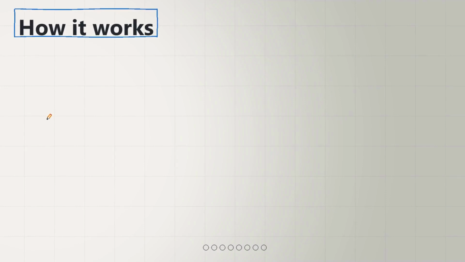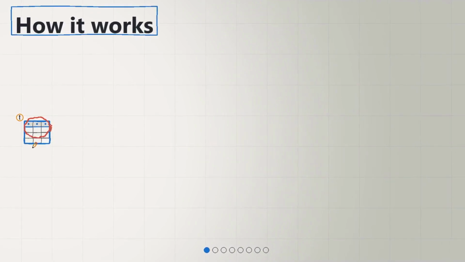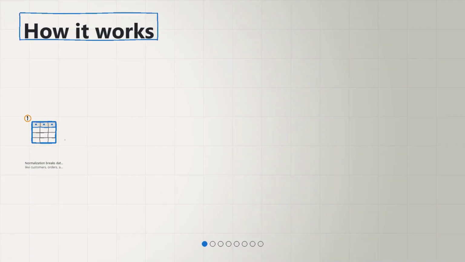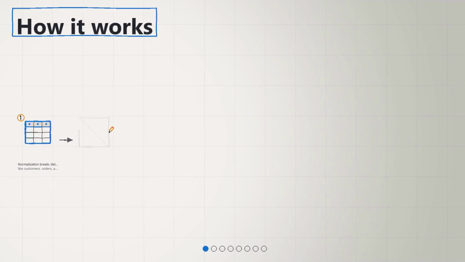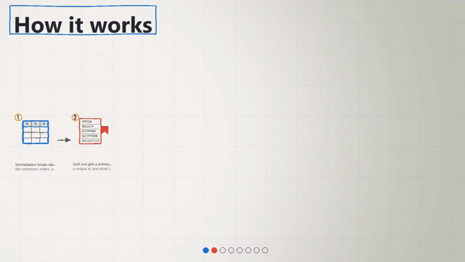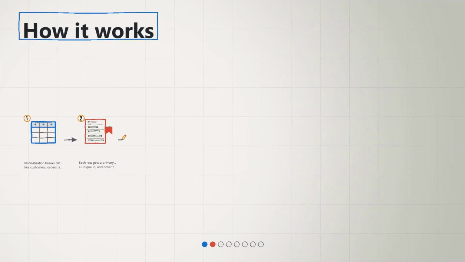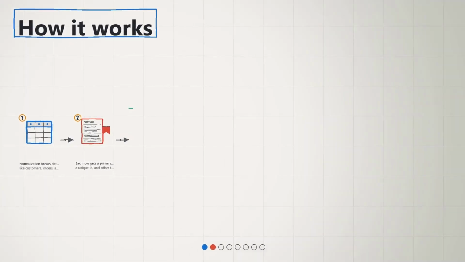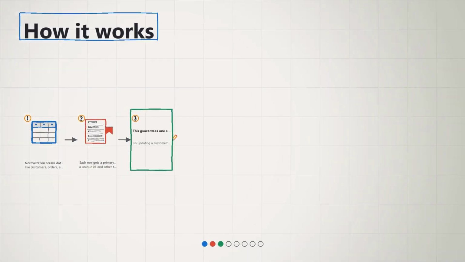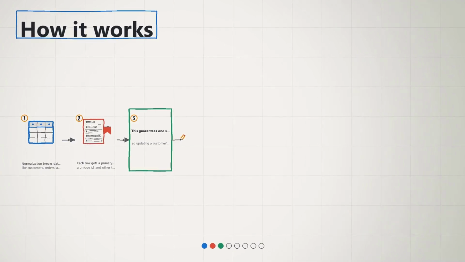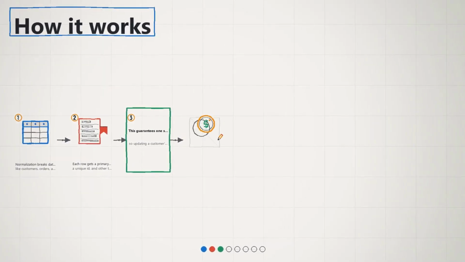Normalization breaks data into tables where each table describes one kind of thing, like customers, orders, and products. Each row gets a primary key, a unique ID, and other tables point to it with a foreign key instead of copying its data. This guarantees one source of truth, so updating a customer's email changes it everywhere at once with a single write. The cost is that answering a question often requires joining several tables back together at read time, which takes work.